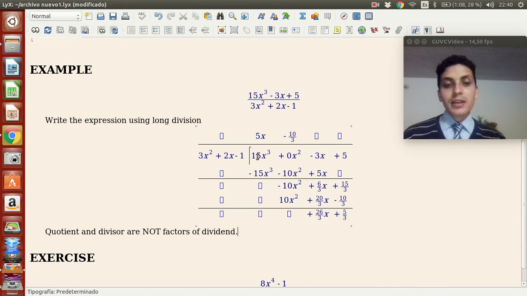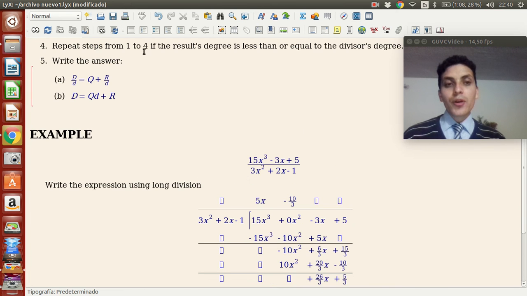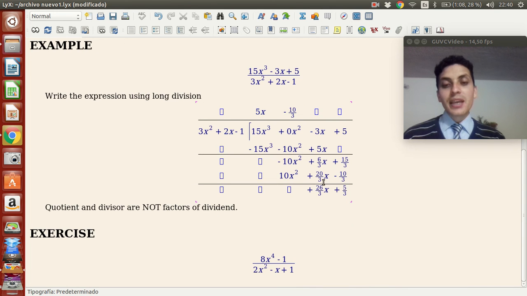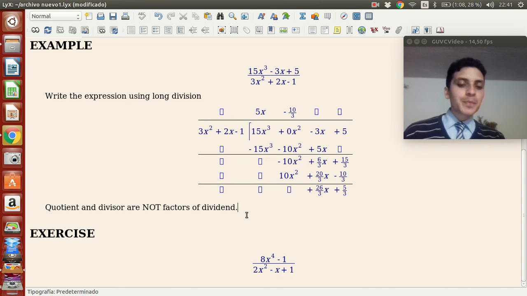Look at that. To do step number 4, we need to check if the degrees are the same or greater. So the degree of this polynomial is 1 and the degree of the divisor is 2, so we finished. This is the remainder. Quotient and divisor are not factors of the dividend. Why? Because we have a remainder. If you don't have a remainder, then quotient and divisor are factors of the dividend.